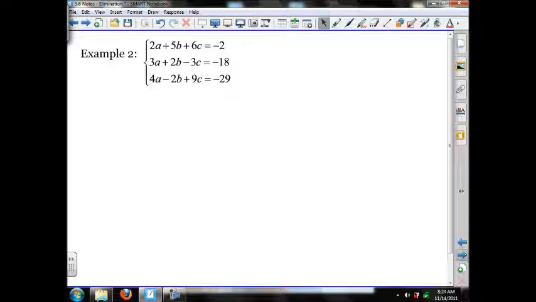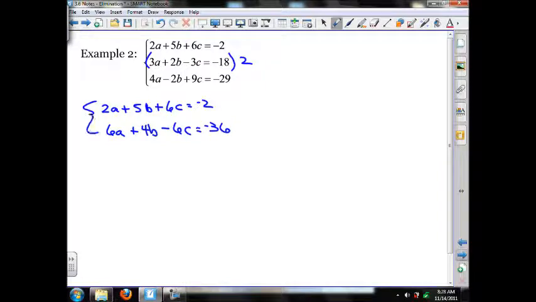So combine the top 2 equations and eliminate the C's. In order to do that, I need to multiply the middle equation by negative, positive. So I've got 2a plus 5b plus 6c equals -2. I'm multiplying this equation through by 2. Everything through by 2. And now I can add them together.